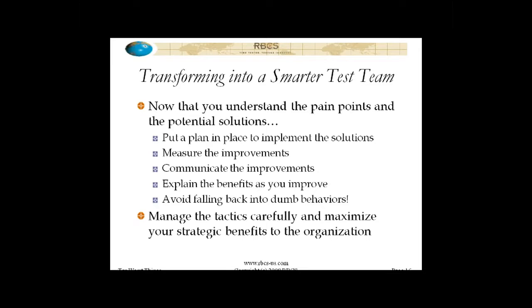So you should see what you do on a day-to-day basis as tactical. And you should see also a strategic set of benefits that you offer to the organization. And you should make sure to align those things, that you behave tactically in a way that maximizes your overall strategic benefits. And this is ultimately how you go from the 10 worst things to the one best thing. If you have a well-aligned mission, strategy, and tactics, then your test team is positioned for success.